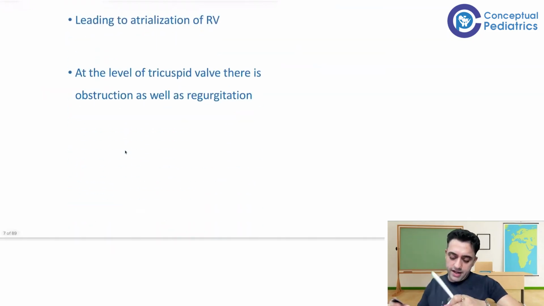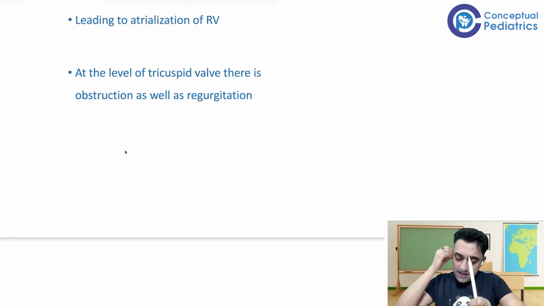And number two, this is also one basic thing you must appreciate. This atrialization which is happening is at the level of the tricuspid valve.